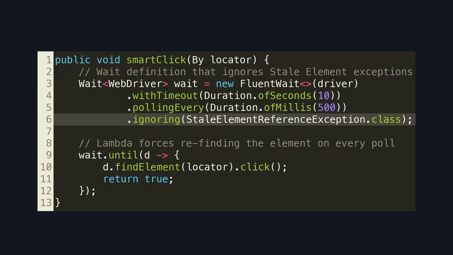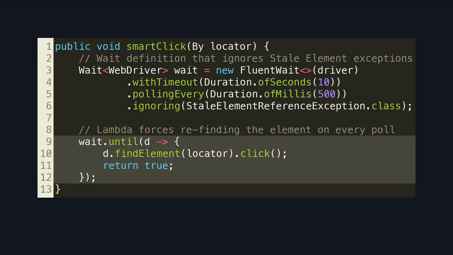We explicitly tell the wait object, if you see a stale element reference exception, do not fail. Treat it as if the element is not ready yet and try again. This Lambda function is key. By passing the locator By, instead of the WebElement, driver.findElement executes fresh on every polling interval, every 500 milliseconds. It automatically reacquires the element from the DOM until it successfully clicks.